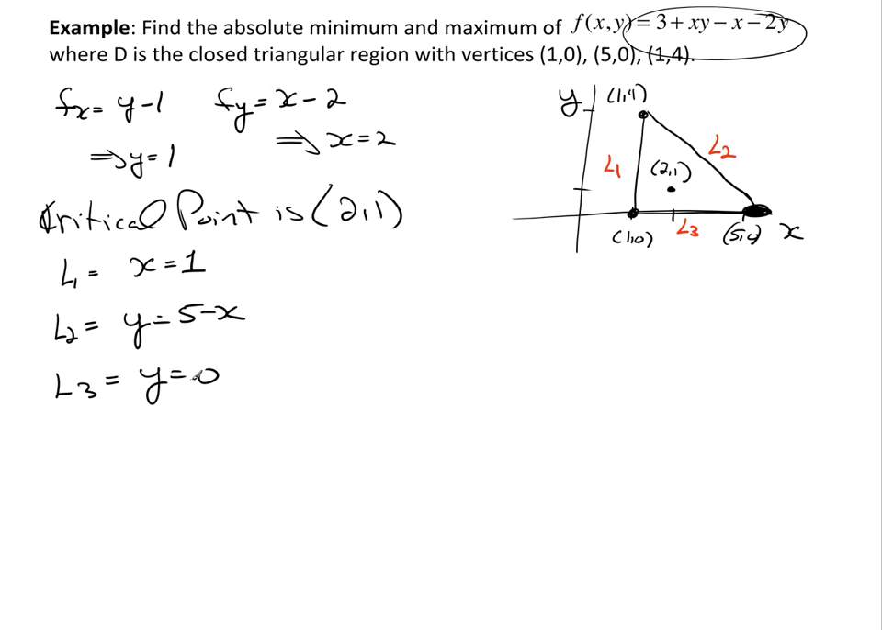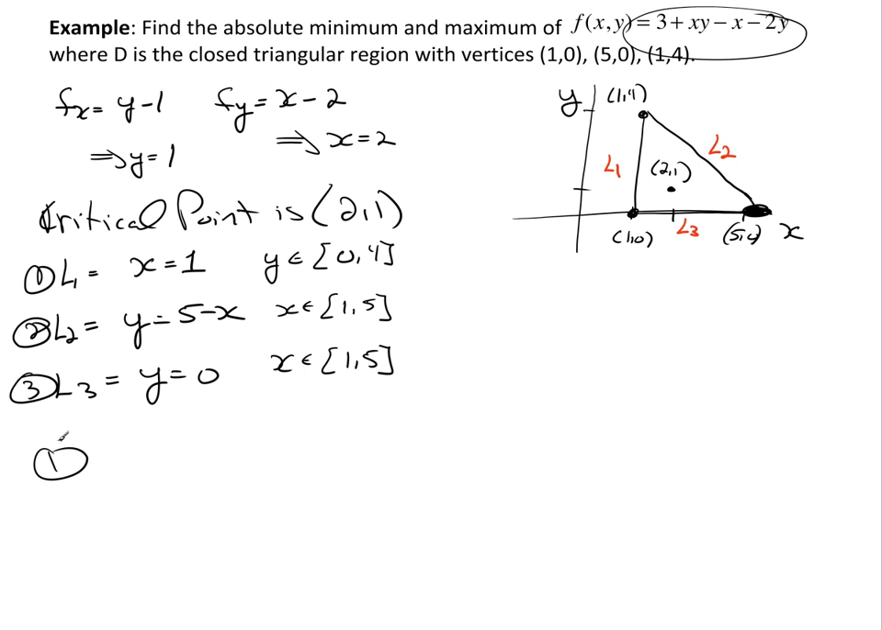Now, specifically, x equals 1 is for y on the interval 0 to 4. And y equals 5 minus x is for x on the interval 1 to 5. And y equals 0 is going to be for x on the interval 1 to 5. So call this 1, 2, and 3.